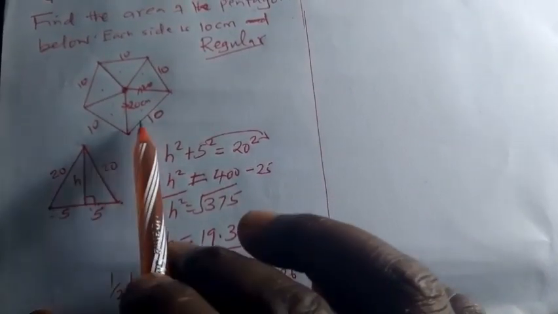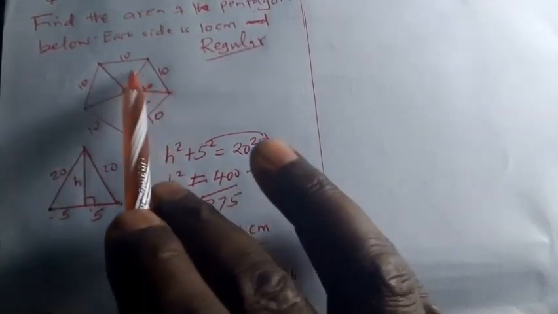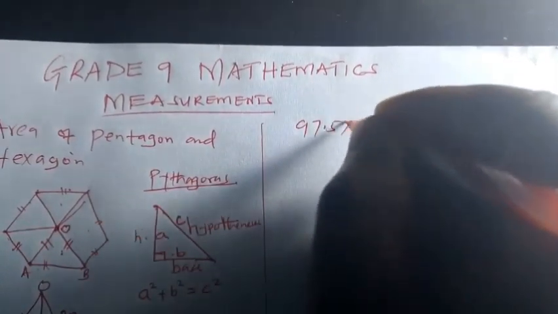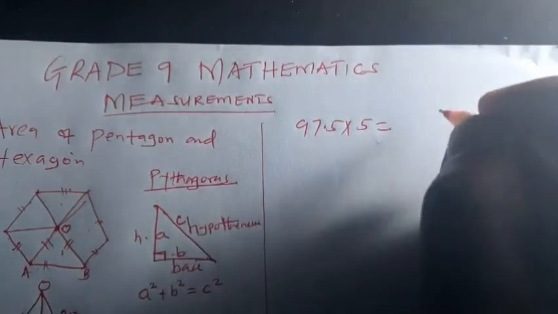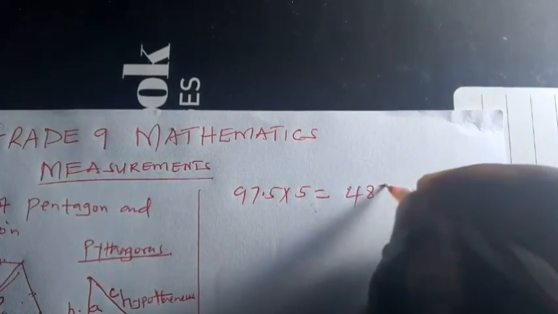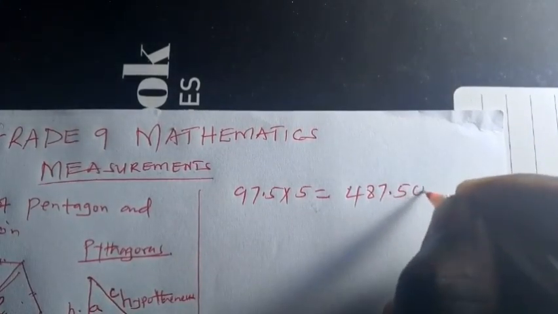But how many triangles are there? 1, 2, 3, 4, 5. So you multiply times 5. 97.5 times 5. Therefore, the total surface area of this pentagon is, you multiply, that is 487.5 centimeters squared.